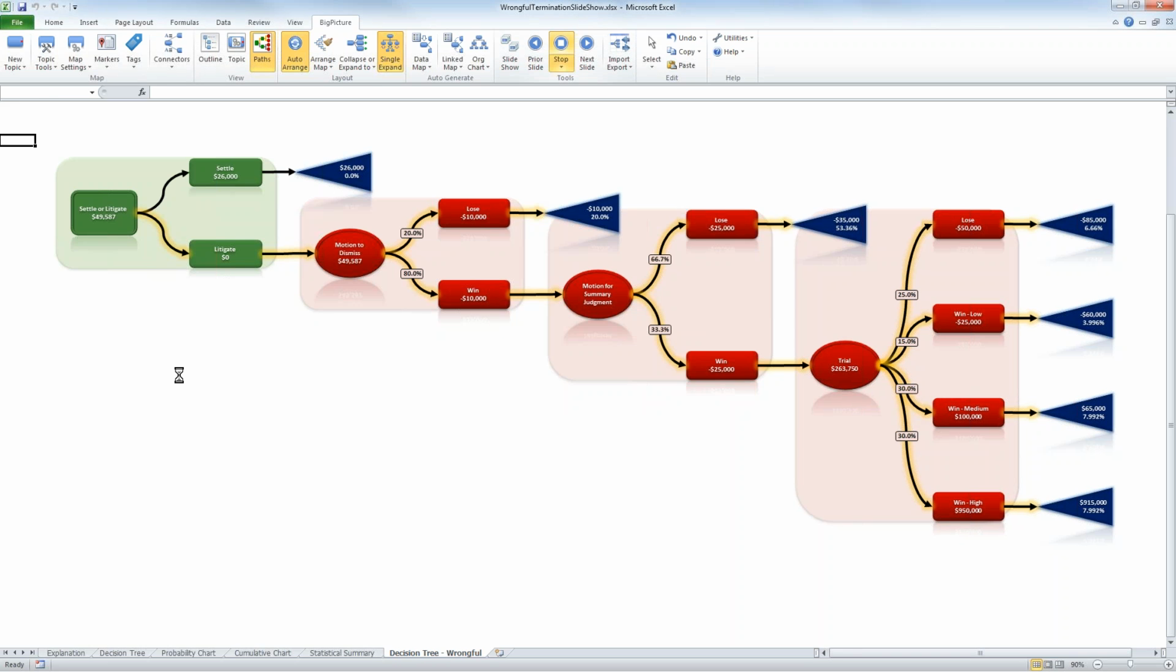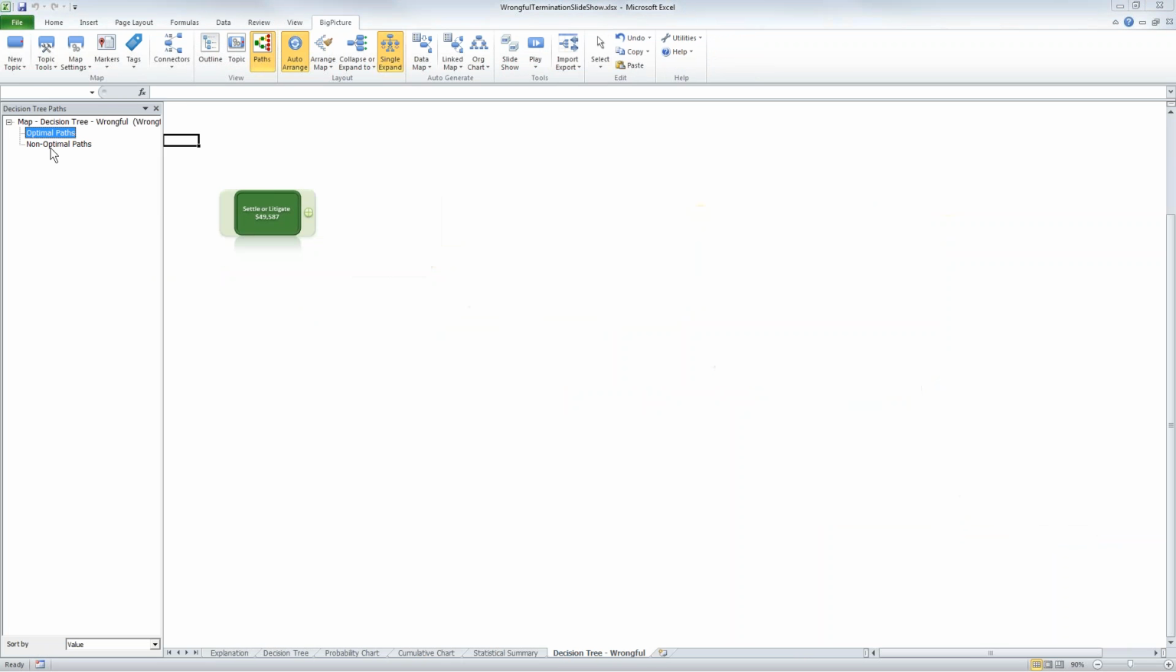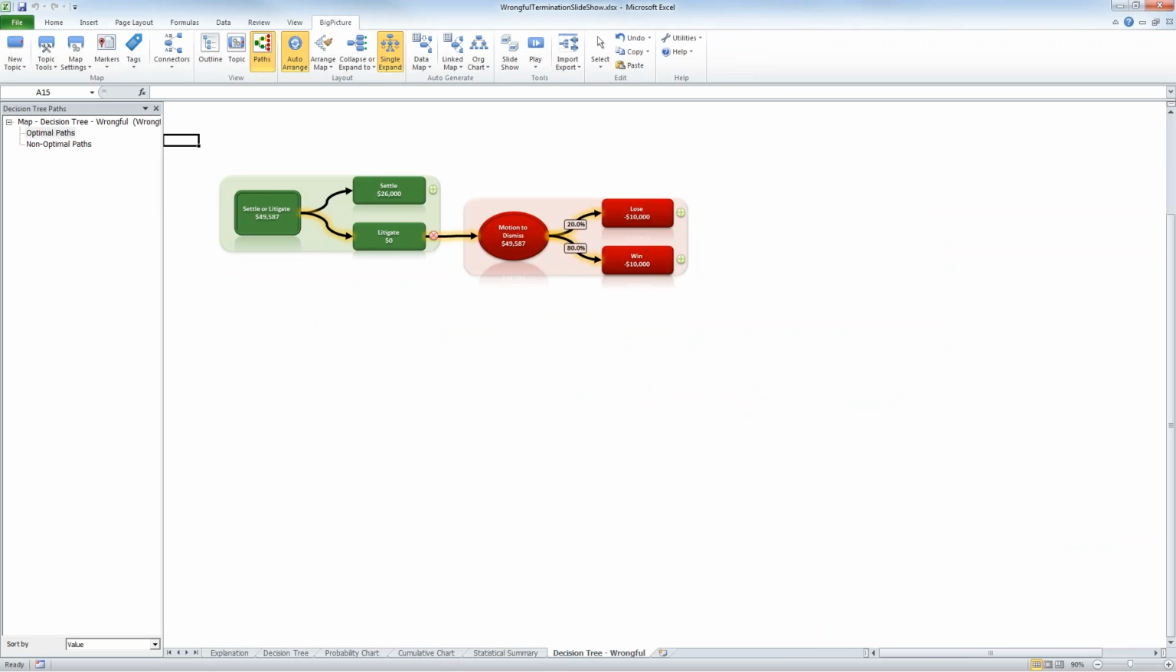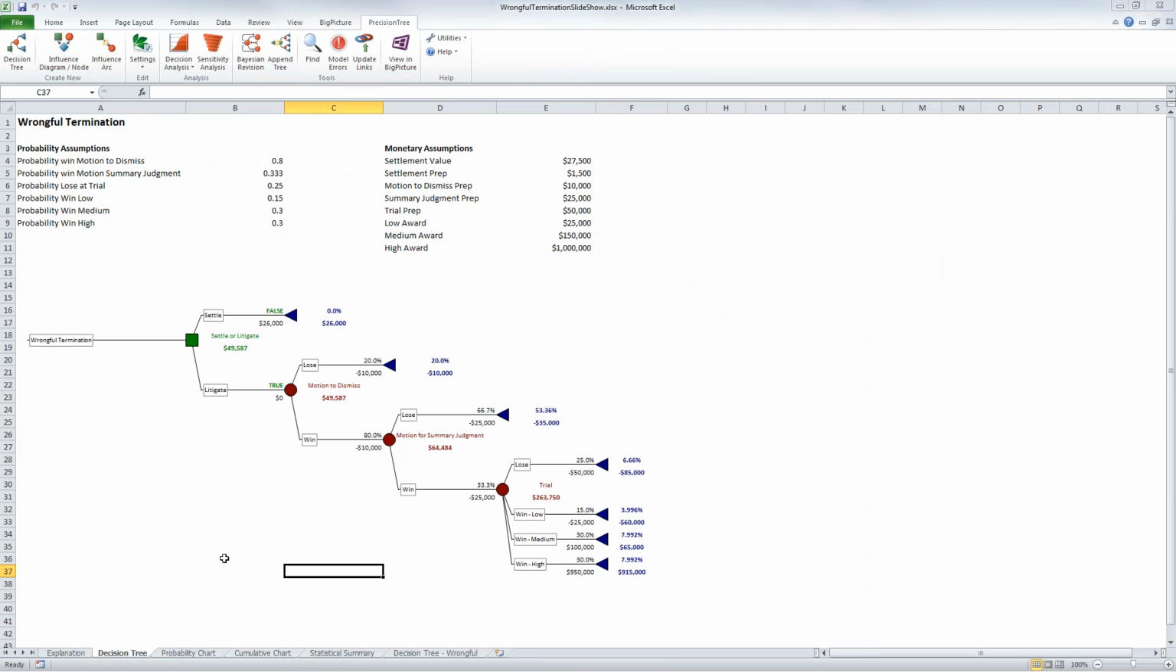Oops, I gotta stop showing the slideshow. So if we look at our paths, we can go to our optimal path, and then we can break that out and go, okay, our optimal path is basically, you're just going to want to walk away from this. If I go here to our optimal path, why is it not showing up? Because I don't have my PrecisionTree launched. You need your PrecisionTree launched for that. So let's go ahead here. But your optimal path all of a sudden shows something different. Basically it's saying that you don't necessarily want to go through with that.